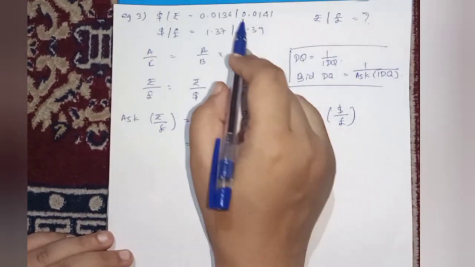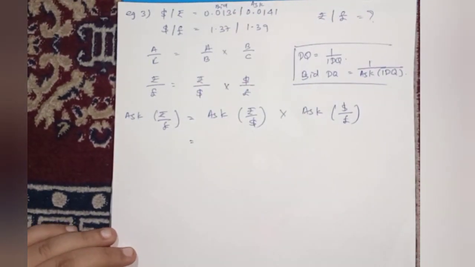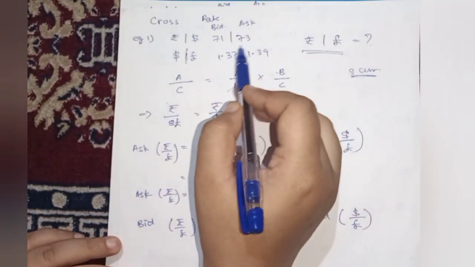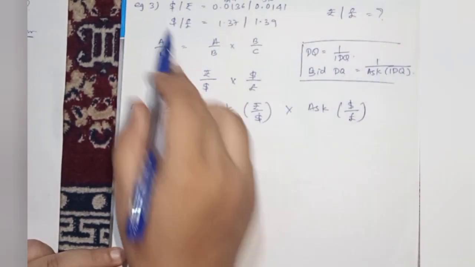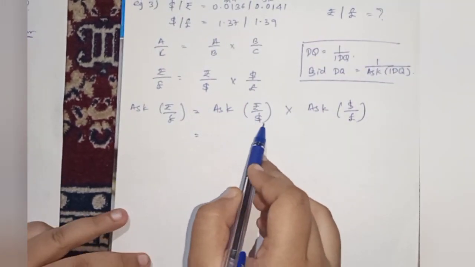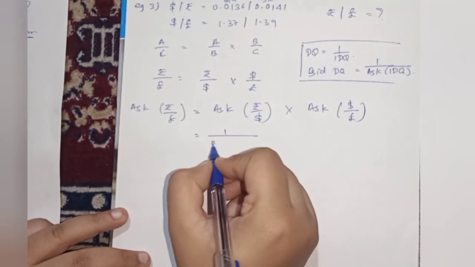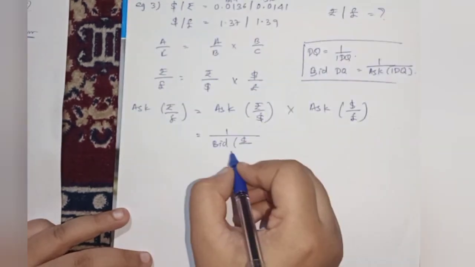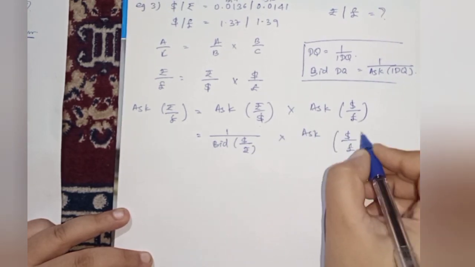Usually we take ask, meaning this is the ask rate and this is the bid rate. In previous examples, like in this example, we have taken ask of rupee per dollar, that is 73. But in this case we cannot take this value because it is not the quote which we want. We want rupee upon dollar, but it is given as dollar upon rupee. So we will write it as 1 upon bid of the quote which is given in the question, that is dollar upon rupee, and the other will remain same because it is correctly given in the question.